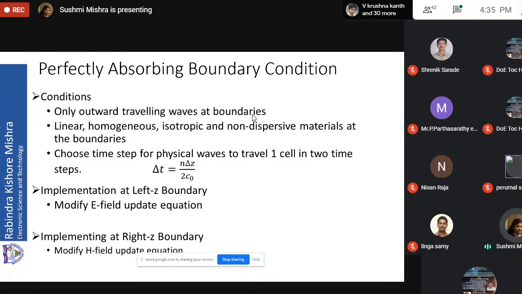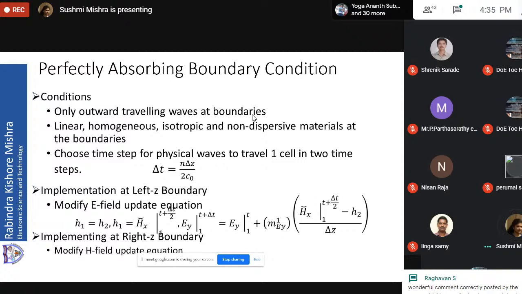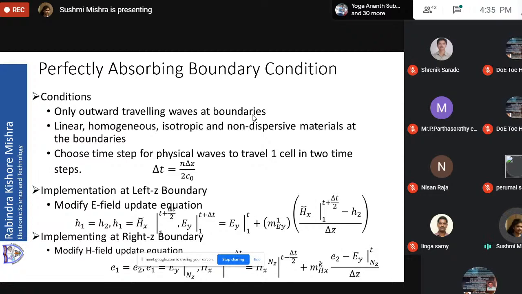The PABC, I have told you what it is. Now the question is how to implement it. To implement it, choose the time step such that the wave travels one cell in 2 time steps. This is how you choose the time step: delta t is equal to n delta z by 2 c0. Accordingly you have to fix your delta z so that the Courant condition is also simultaneously satisfied. Once that is done, then implement on the left hand side of the Z boundary and on the right hand side of the Z boundary.